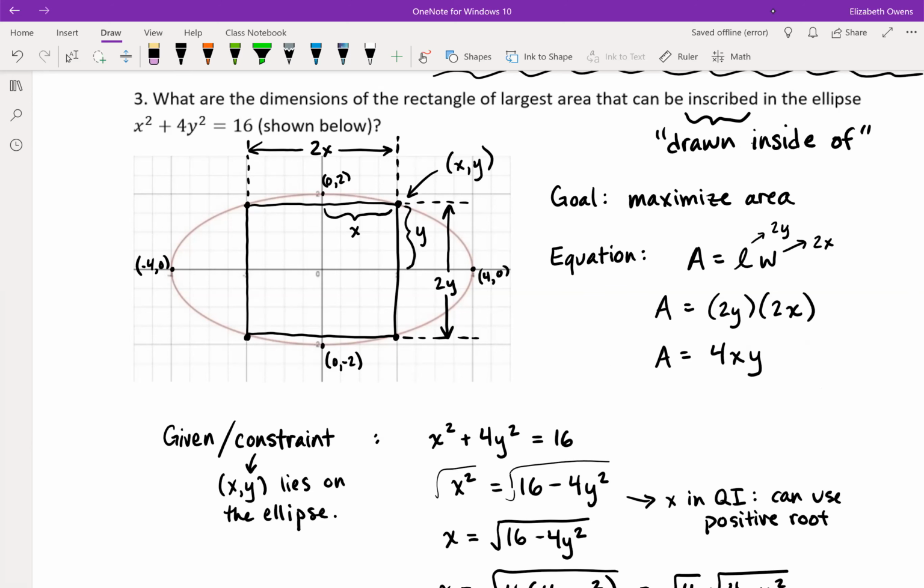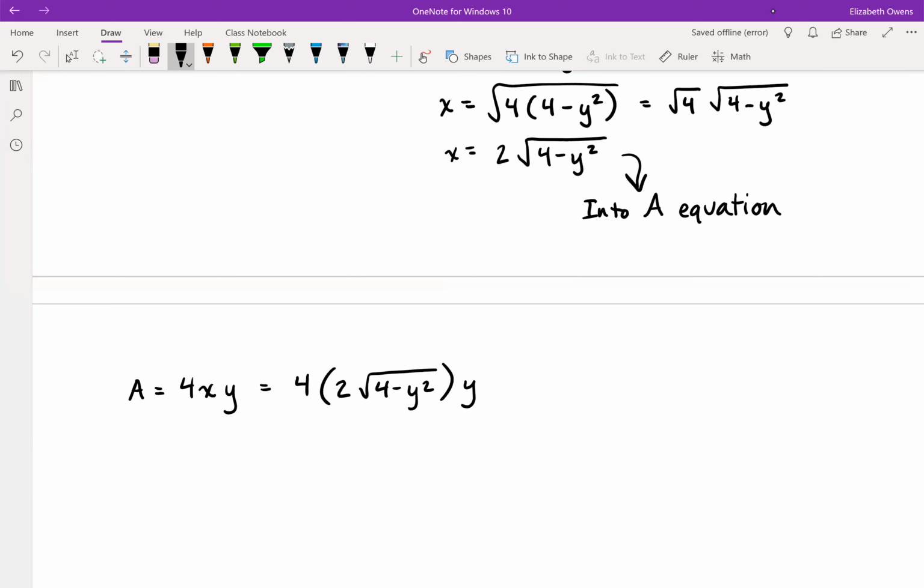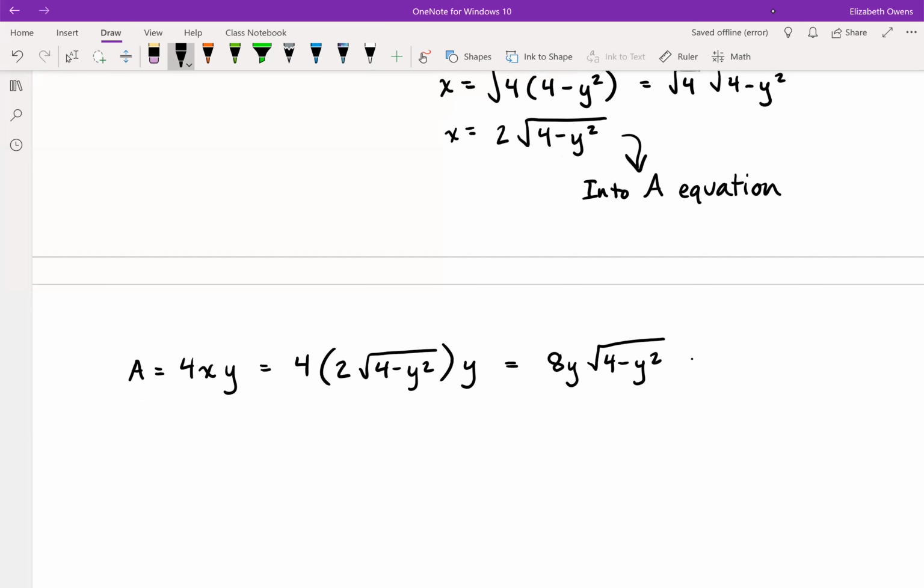So we're going to take that area equals 4xy and plug in the fact that x equals 2 times the square root of 4 minus y squared. So here it is, we just put in our new expression for x. Okay, now let's clean that up a little bit. That would be 8y square root of 4 minus y squared. Or since we know we're going to need to take the derivative of this function, let's go ahead and rewrite it as A equals 8y times 4 minus y squared to the 1/2 power.